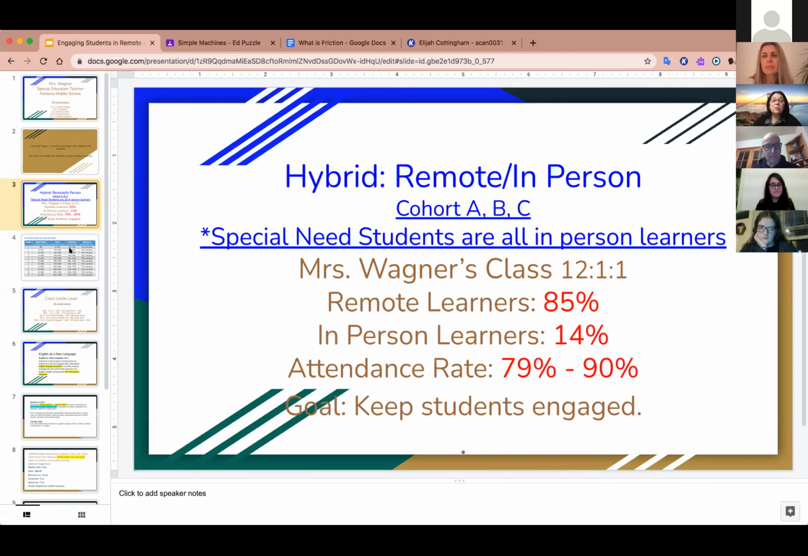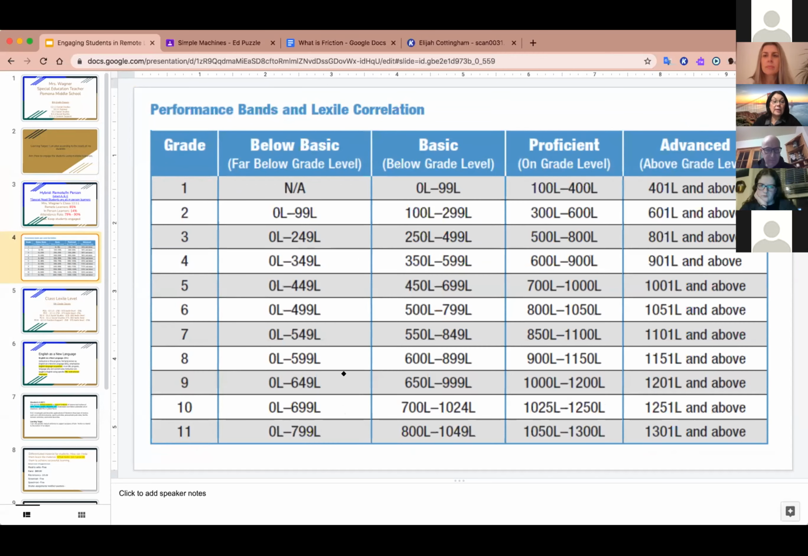I had to look at my students. The first thing I did was look at their reading levels. Where do they stand? An 8th grade reader who is below basic is 0 to 599, and a basic reader is 600 to 899. My students are at the 2nd grade reading level. 2 of them are non-readers, so they fall in the below basic 2nd graders. And 4 of them are 250 to 499, reading on the 3rd grade level.